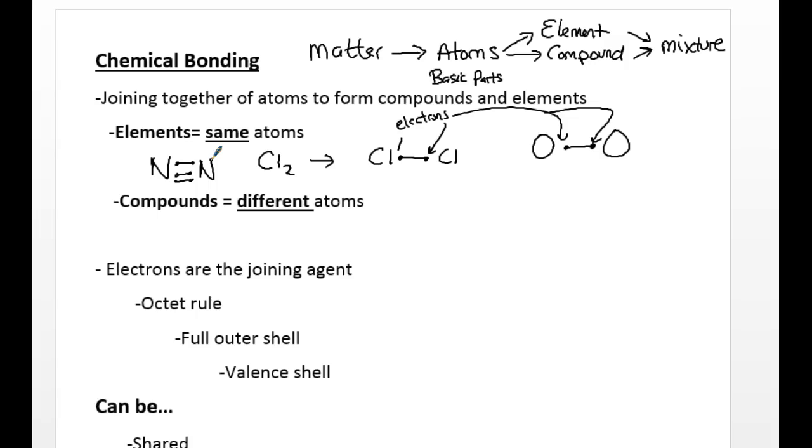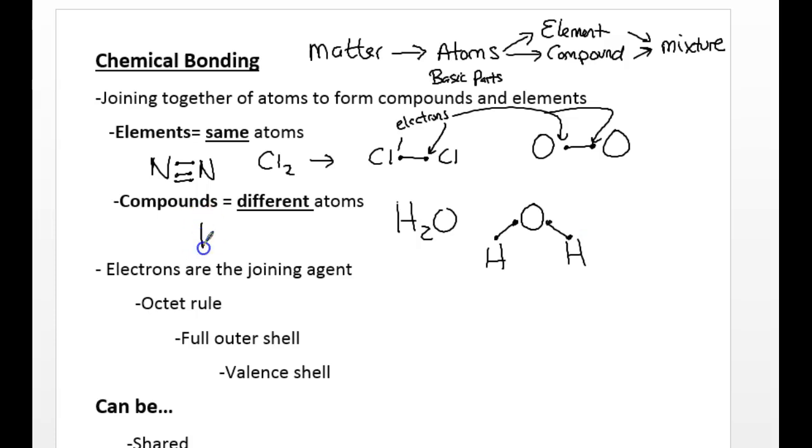And so the next type is a compound. These are different atoms. So elements are the same, compounds are different atoms. So H2O is an example. H2O. And if we were going to write this, we'd have oxygen, hydrogen, like this. And this would also be a covalent. This is one of those polar covalent compounds that we're going to talk about. But that's H2O. They're different atoms. You have a hydrogen and an oxygen.